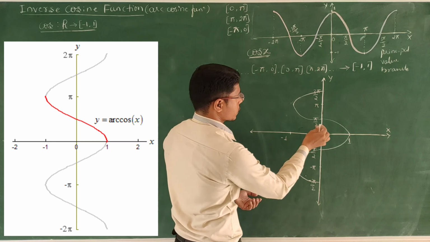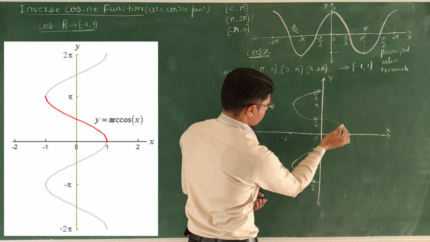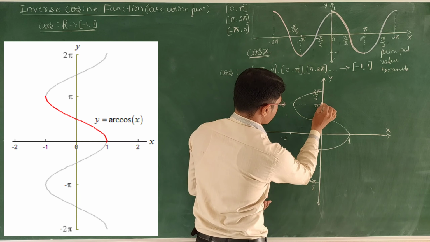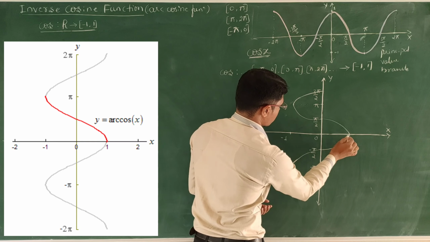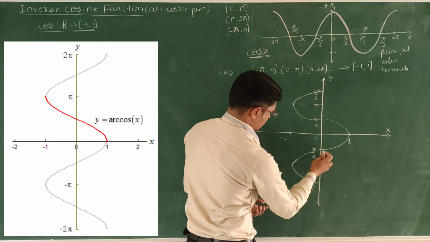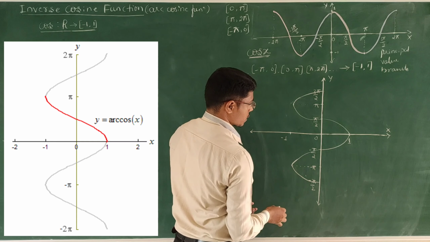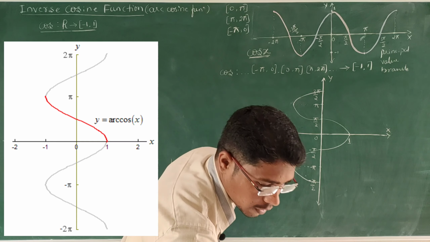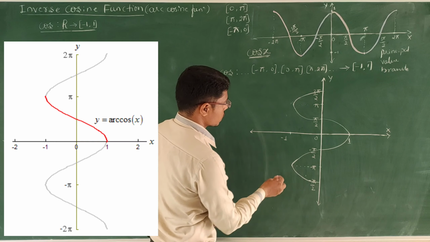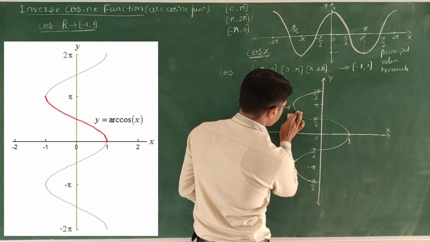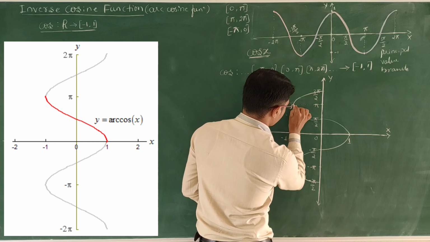See the regions: from 0 to pi is one region, here to here, and minus pi to 0 is one region. These are the possible regions where it will become invertible. In that, this is the principal value branch.